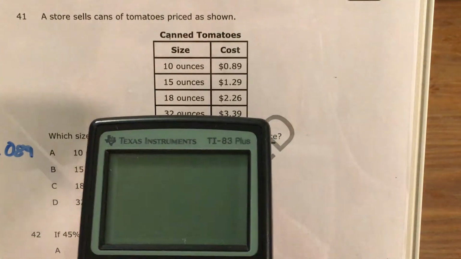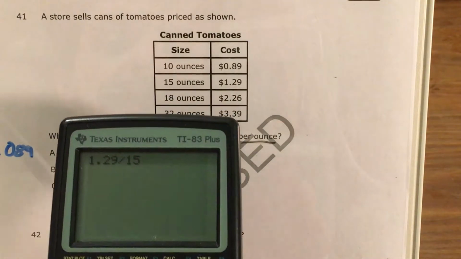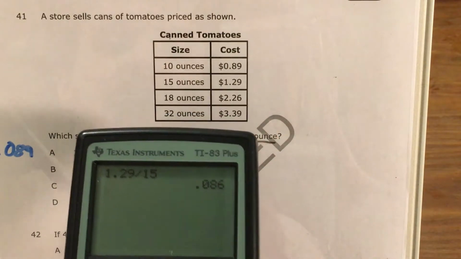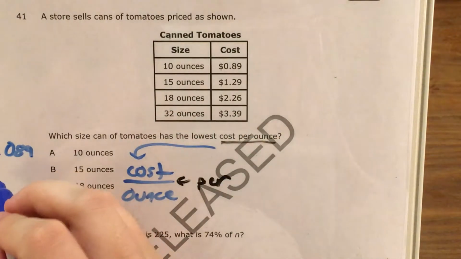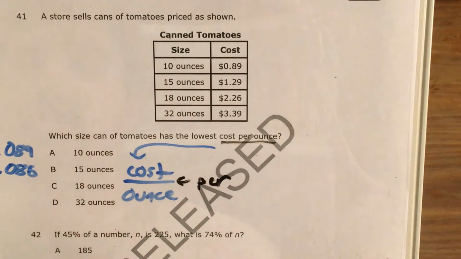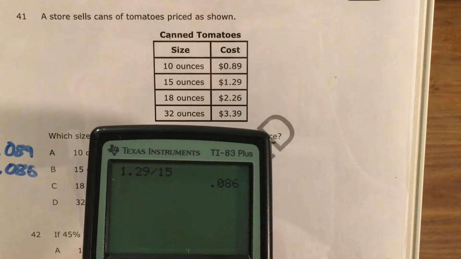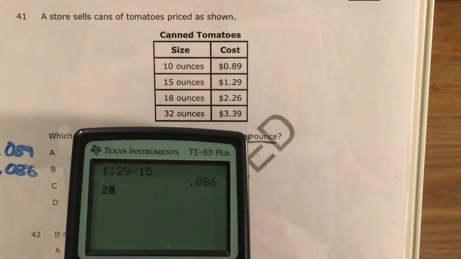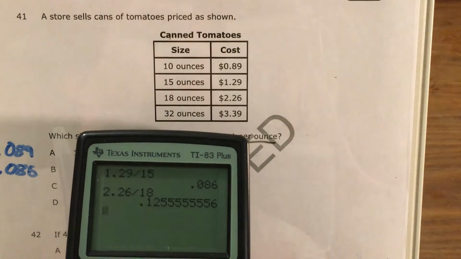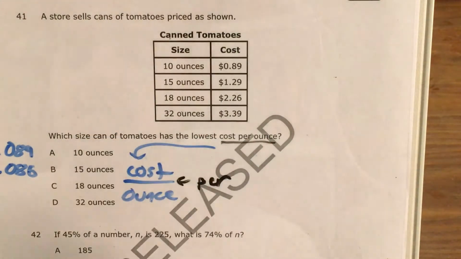Next, I'll test the 15-ounce can. Cost per ounce. Cost is $1.29. Size of the can is 15 ounces. I figured that out, and this is 86 thousandths of a dollar. Then I try out my 18-ounce can. Cost is $2.26. Divided by 18 ounces gives me 0.12, and then it looks like the 5 is repeating.